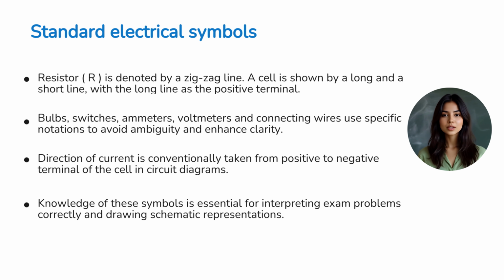Then we have bulbs, switches, ammeters, voltmeters, and connecting wires, all with their unique notations. For instance, an ammeter is shown as a circle with the letter A inside and measures current, while a voltmeter is a circle with V inside and measures voltage. And here's an important tip. The direction of current in these diagrams is always taken from the positive to the negative terminal of the cell, like water flowing downhill from higher potential to lower potential.